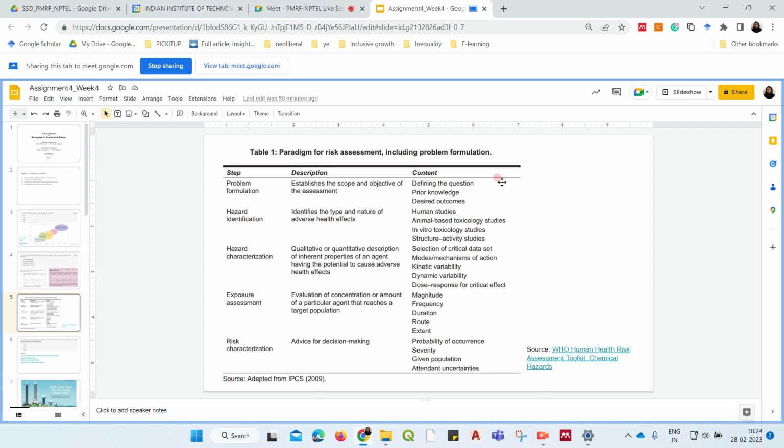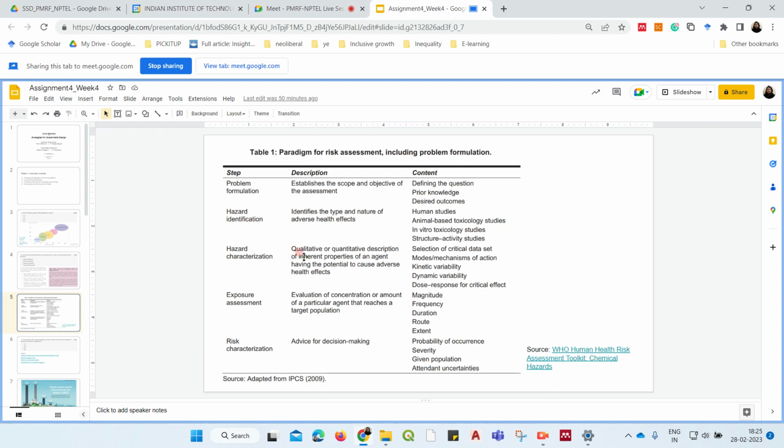You have to have some prior knowledge of that problem. So what kind of chemical, what chemical exposure, such things you need to have. And then you need to know the desired outcome. So what desired outcomes you need from that situation, that you need to have. Then for example, hazard identification, for this you need to do human studies or other animal based toxicology studies or in vitro toxicology studies, in which you need to identify how the exposure can adversely affect human health.